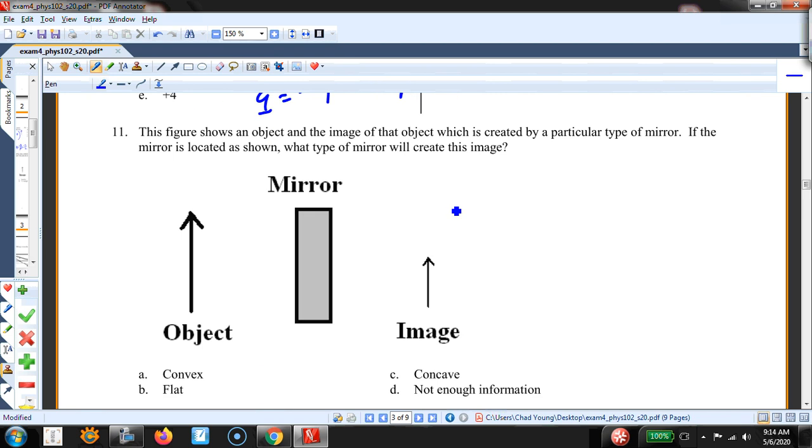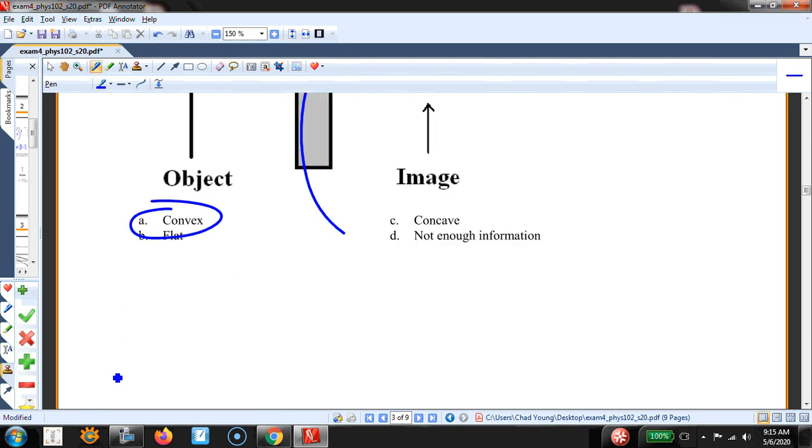Okay, what type of mirror has produced this image? This has to be a convex mirror because the image is smaller and virtual. Convex mirrors only produce smaller virtual images, and concave mirrors do not produce that image at all.